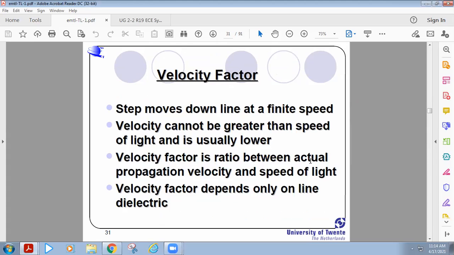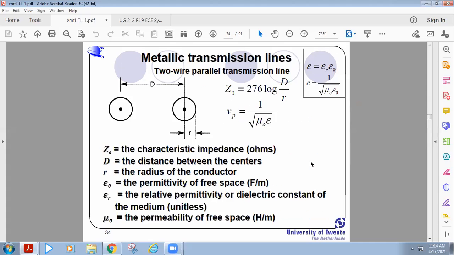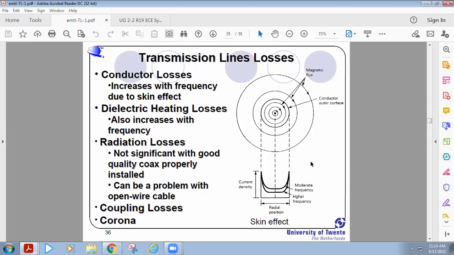Already you know what the velocity vector was in yesterday's class, right? This is also wave propagation, I mean the propagation constant. These are all not required.